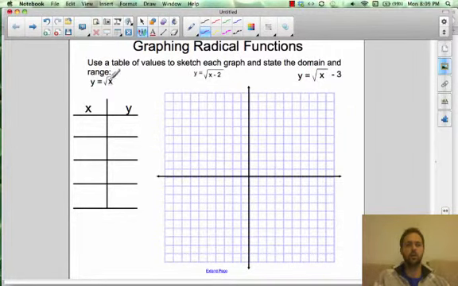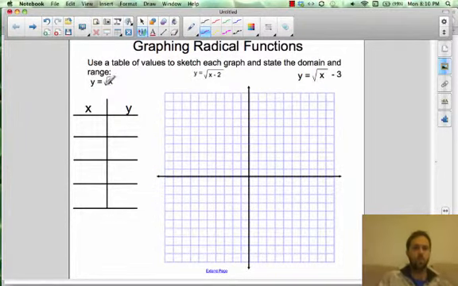Now, when I look at these functions, I don't like to try to state the domain and range just by looking at the function. Once I see the graph, the domain and range seem much more obvious to me. So let's go ahead and get started.